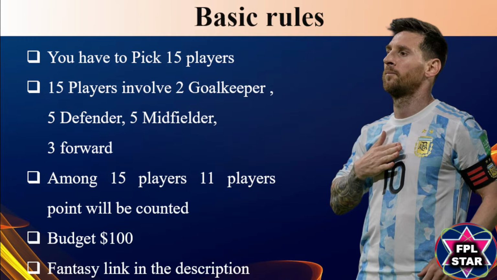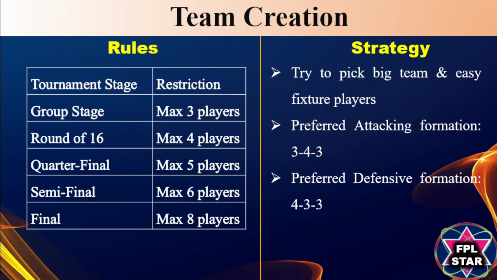Now moving on to the other rules. The first rule for World Cup Fantasy is team creation. You have to pick a team, and in the group stage you can pick a maximum of 3 players from a nation. In the round of 16 you can pick 4 players from a nation, and in the quarterfinal 5 players from a team. In the semi-final you can go for 6 players from a team, and in the final you can go for 8 players.